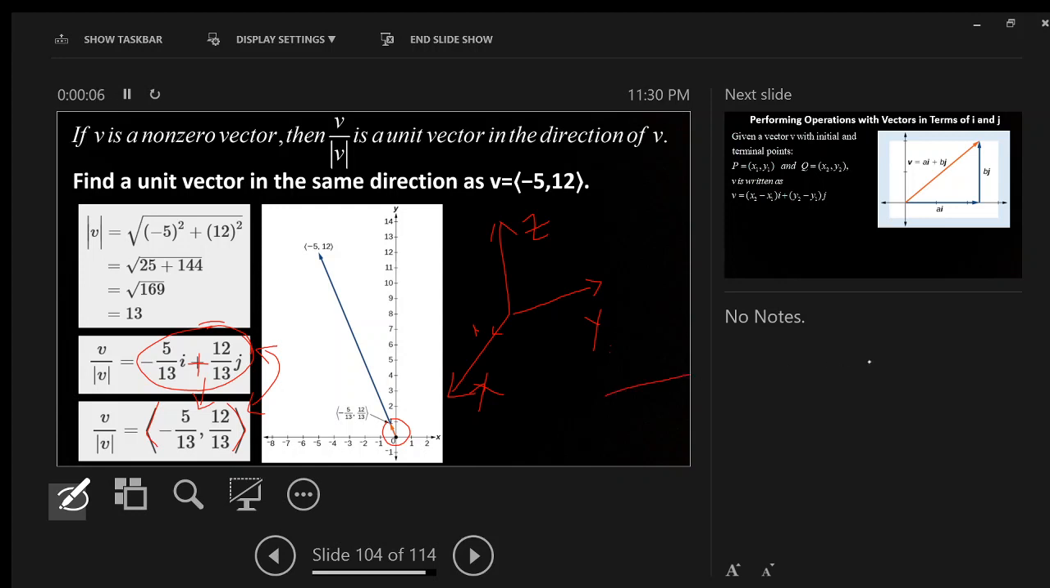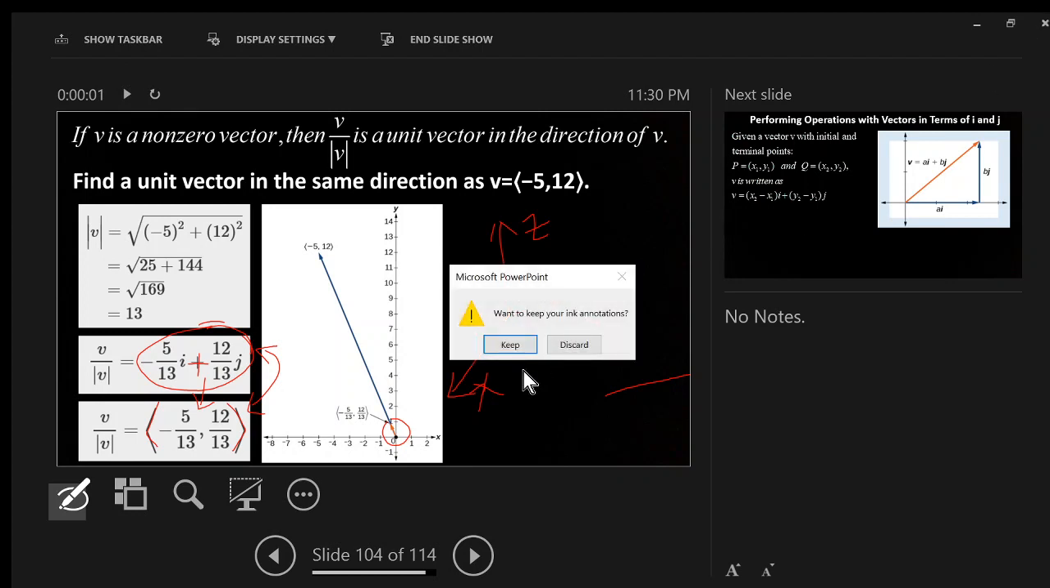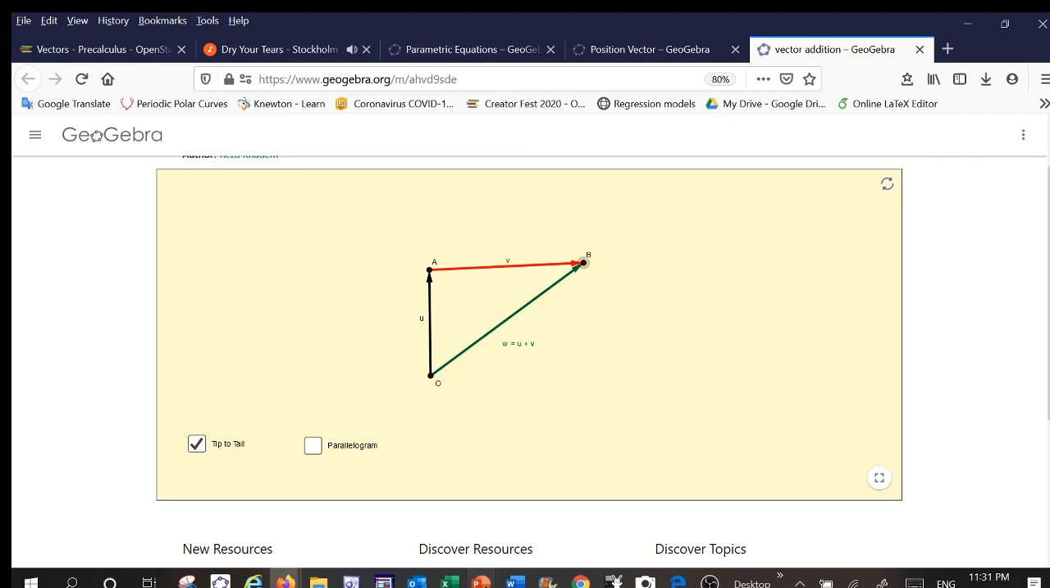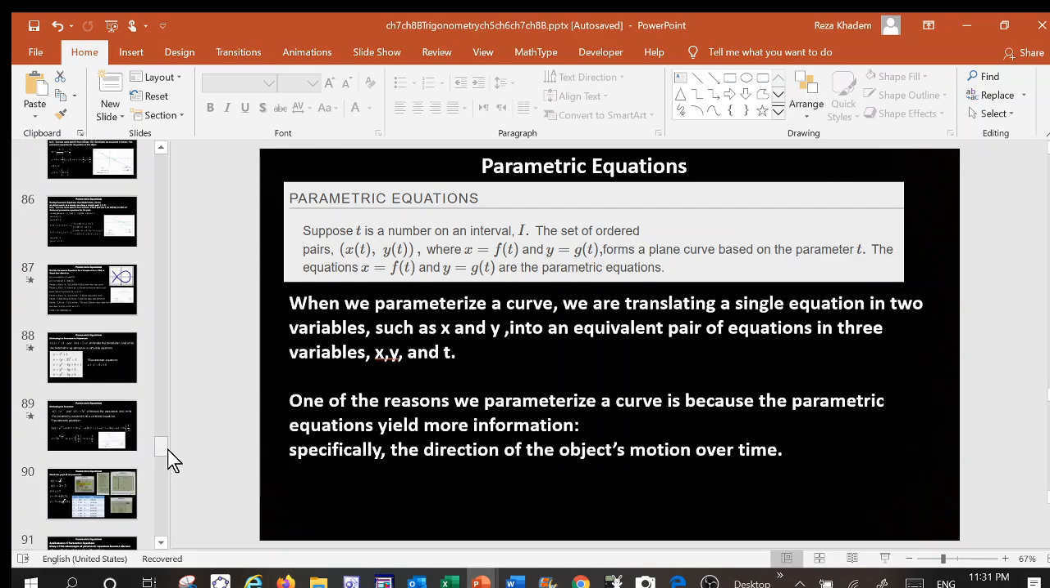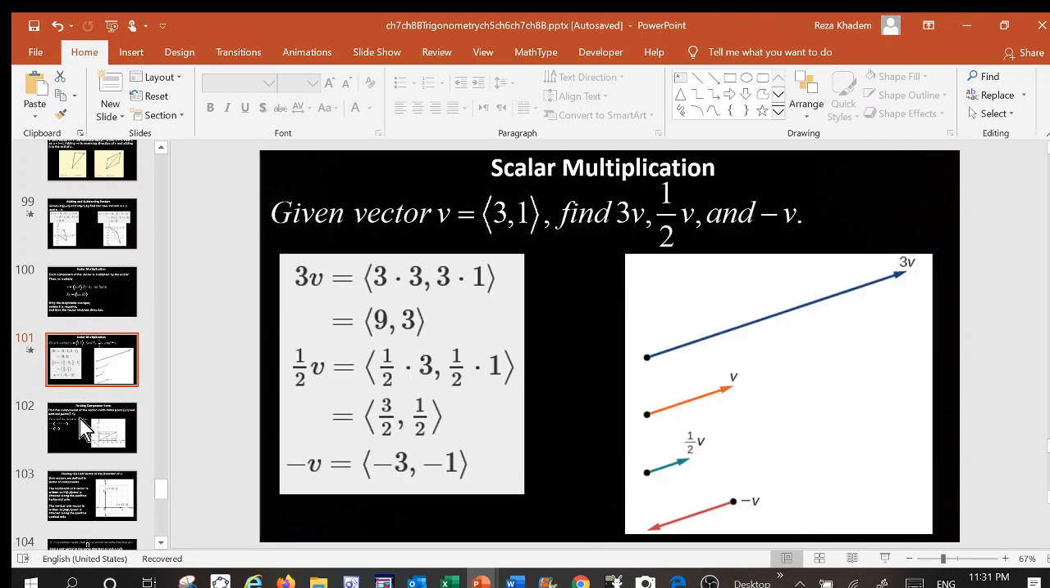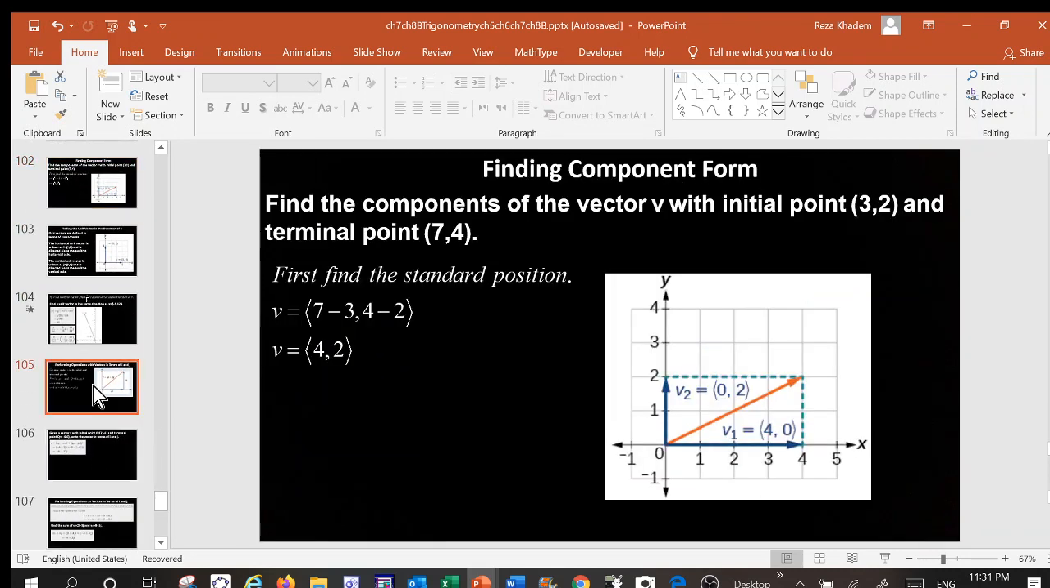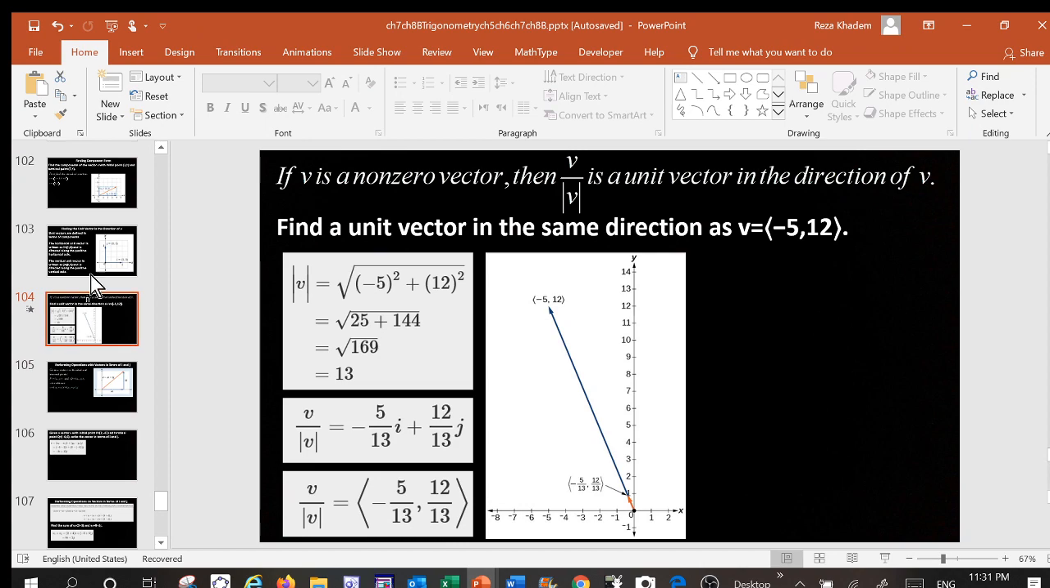Oops, what did I do? I don't know. Let me go back. There you go. I don't know what I did. Almost done with this. There you go.